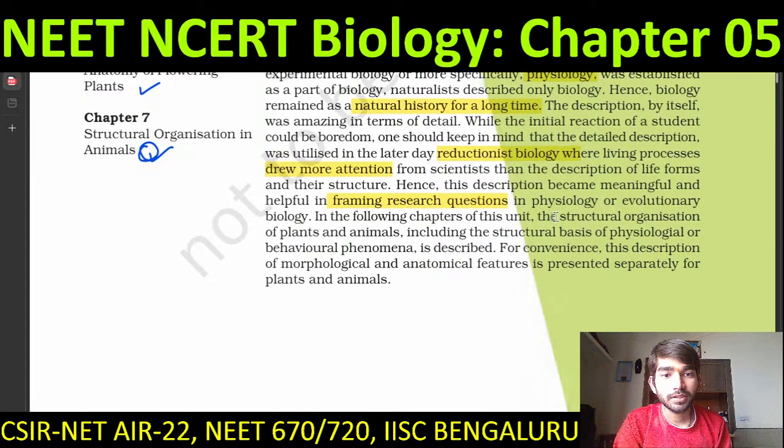In the following chapters of this unit, the structural organization of plants and animals, including the structural basis of physiological or behavioral phenomena, is described. For convenience, this description of morphological and anatomical features is presented separately for plants and animals. That makes sense because plants and animals are two separate kingdoms, so it makes sense to study them separately.